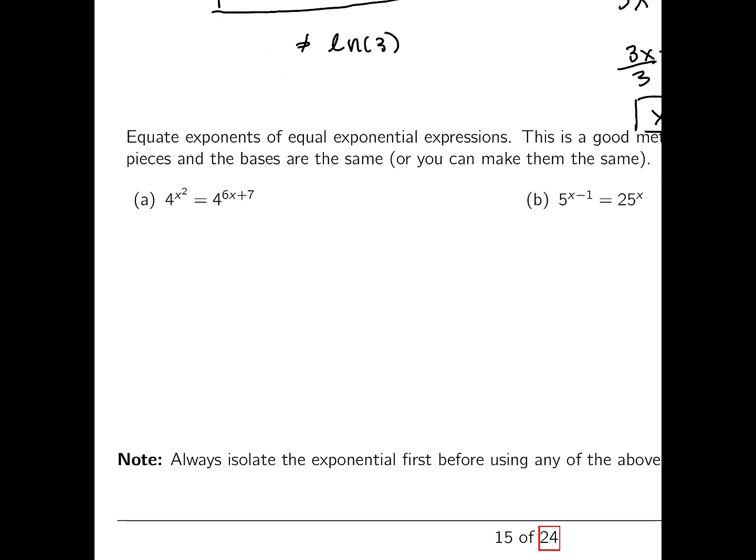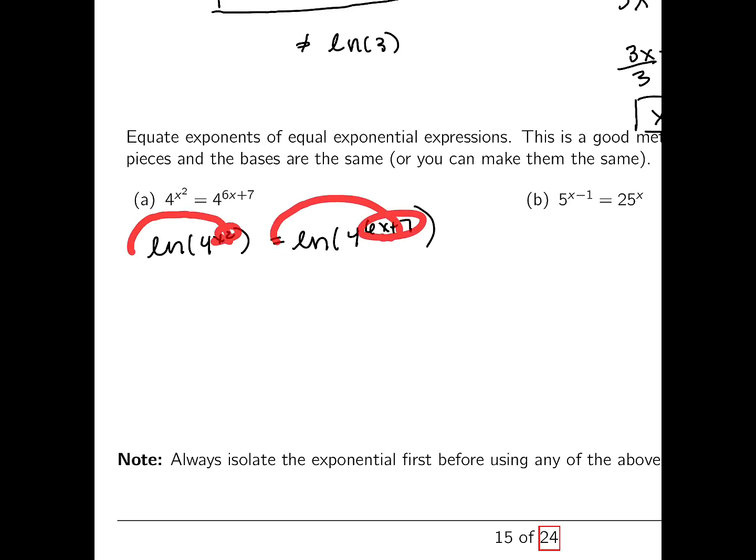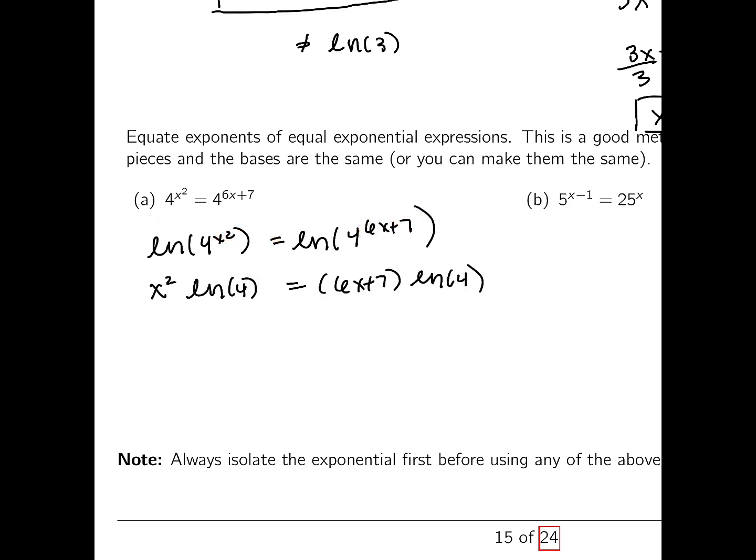I'm going to take my exponential equation here, and I'm going to take the natural log of both sides of the equation. When I do that, I'll get the ln of 4 to the x squared power is equal to the natural log of 4 to the 6x plus 7 power. And just like the very last question we did here, I'm going to be able to use my third law of logarithms to bring this down in front. And I would get x squared times the natural log of 4 is equal to 6x plus 7 times the natural log of 4.